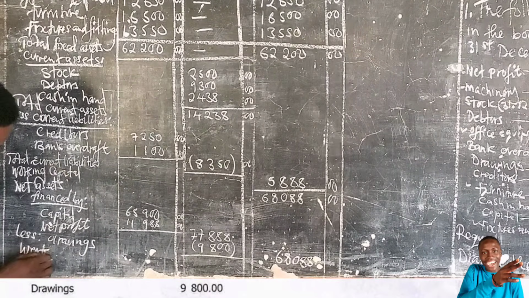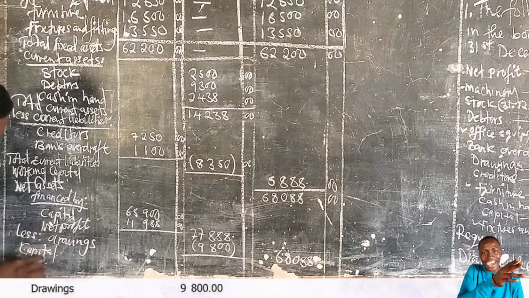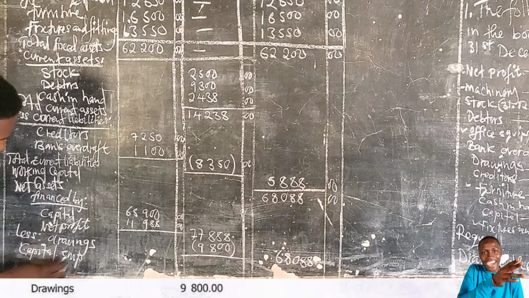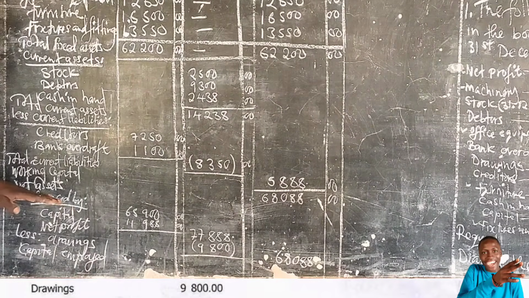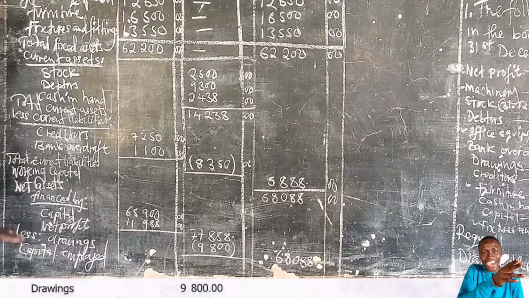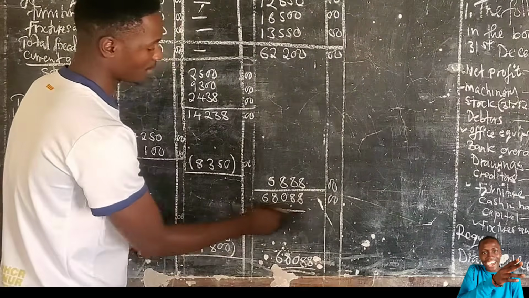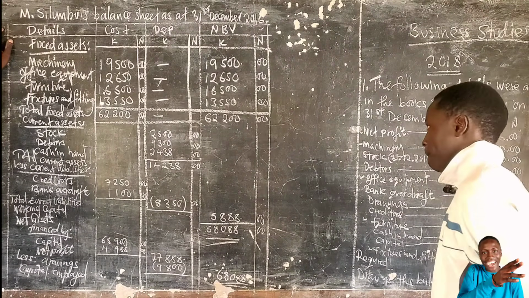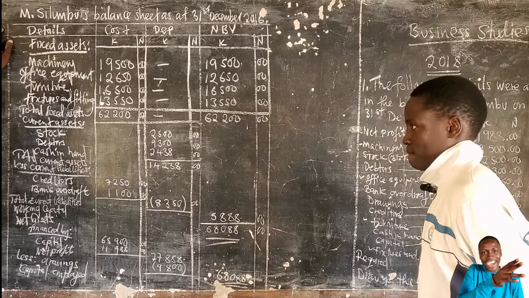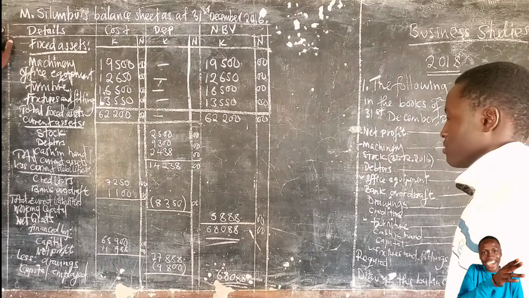What do you call that figure? Capital employed. We've already calculated working capital, so this is capital employed. Now, when the net assets figure and the capital employed figure are the same, it means that the balance sheet has balanced. So our balance sheet has balanced, and this is good. So it means that you've gotten yourself 20 marks.